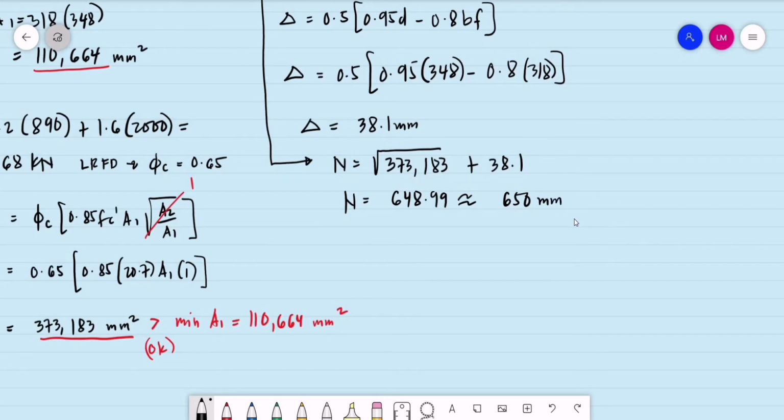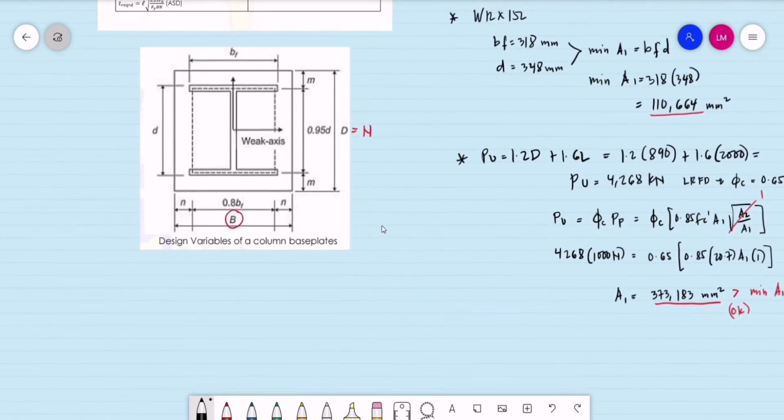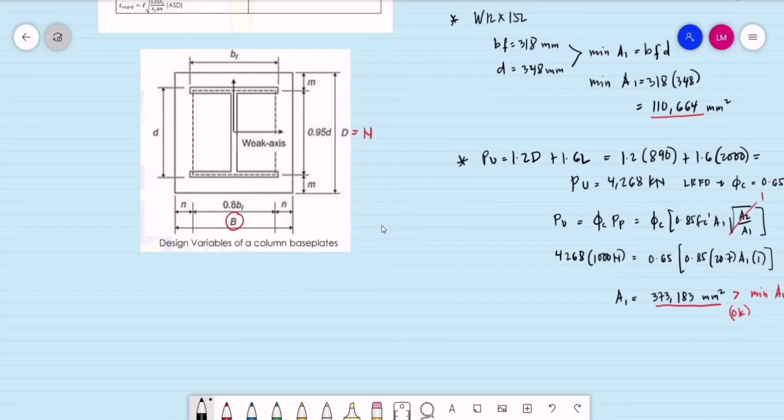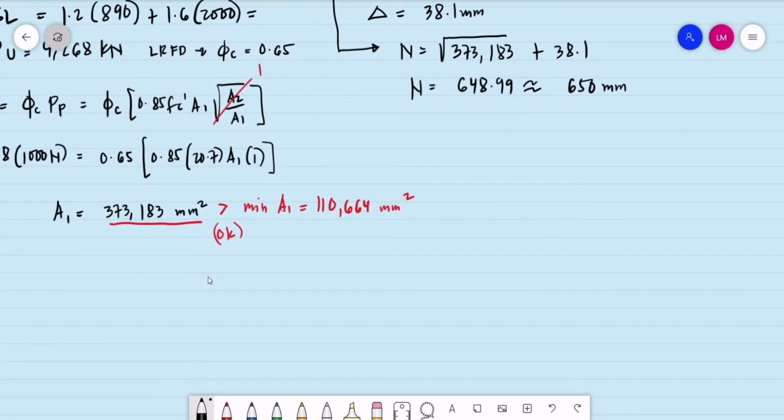Okay, that's 650. So again, if we are to compute for the total area 1, 373,183, what is the equivalent of area 1 to determine the value of B? So area 1 is equal to B times N. So our area 1, 373,183, is equal to the value of B times the value of N, which is 650 mm.